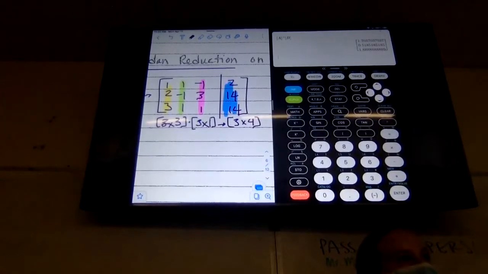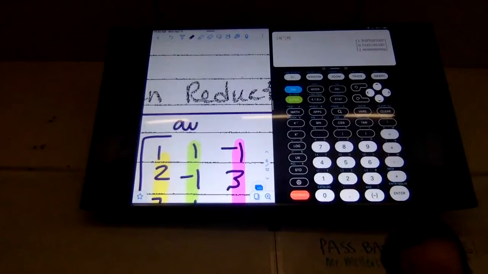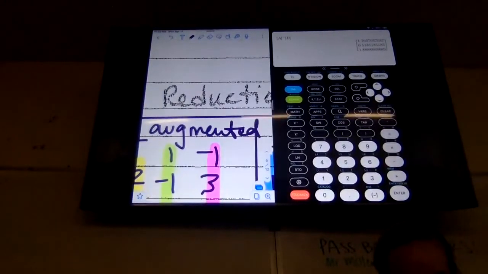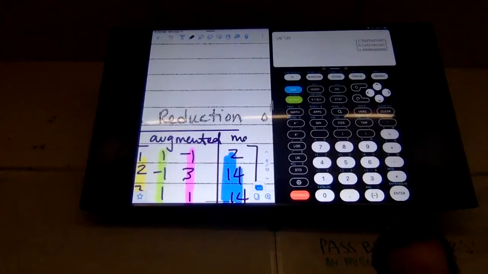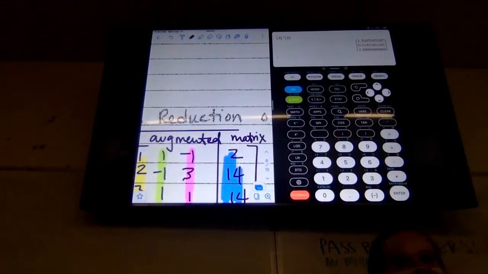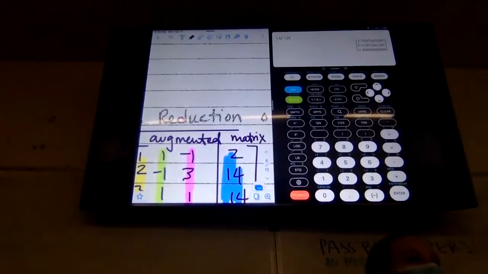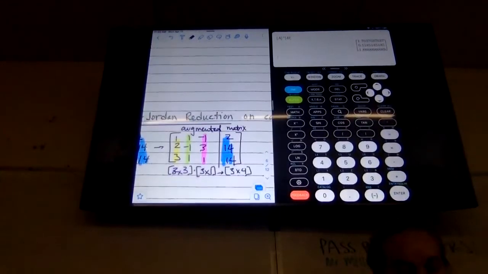Okay, any questions yet? This is what we call an augmented matrix. An augmented matrix will never be square. It will always have one more column than it has rows because I'm including the answers in this problem.